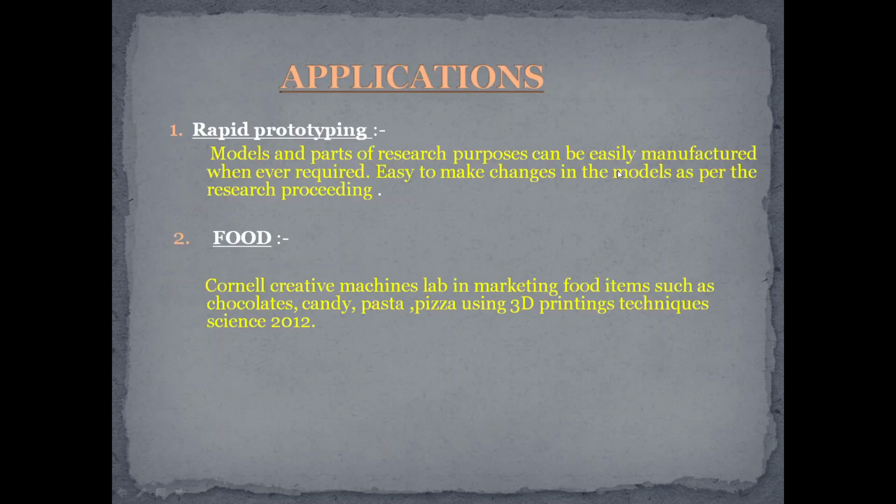Now I have to discuss applications of additive manufacturing. My first point is rapid prototyping. Models and parts for research purposes can be easily manufactured whenever required. It is easy to change the model as per the research process. Now, the second application is food. Cornell Creative Machines Lab has been making food items such as chocolate, candy, pasta, pizza using 3D printing techniques since 2012. So 3D printing is also used in the food sector.